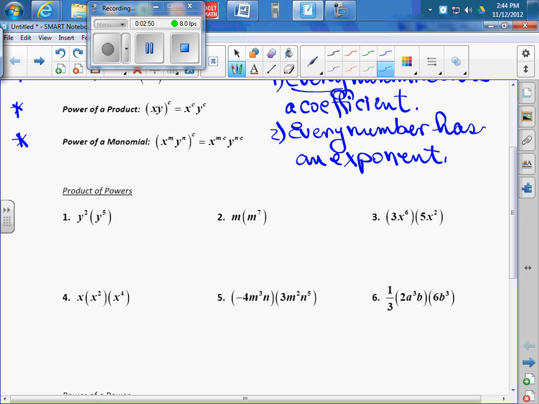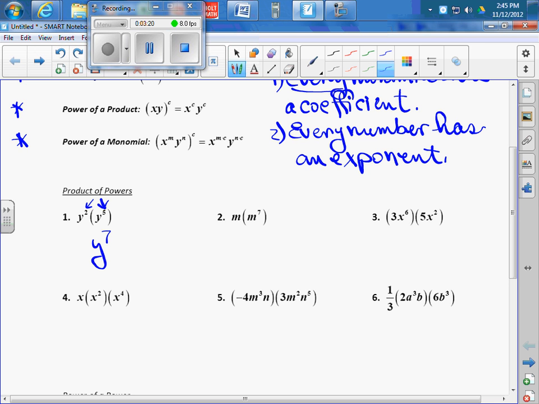Now, in number one, I have y squared. That's a monomial. I'm going to take it times y to the fifth. That's another monomial. The coefficients in each case are 1. So 1 times 1 is 1, but we don't write the coefficient 1. What we will do is add together the exponents, the 2 and the 5, and I get y to the 7th power.